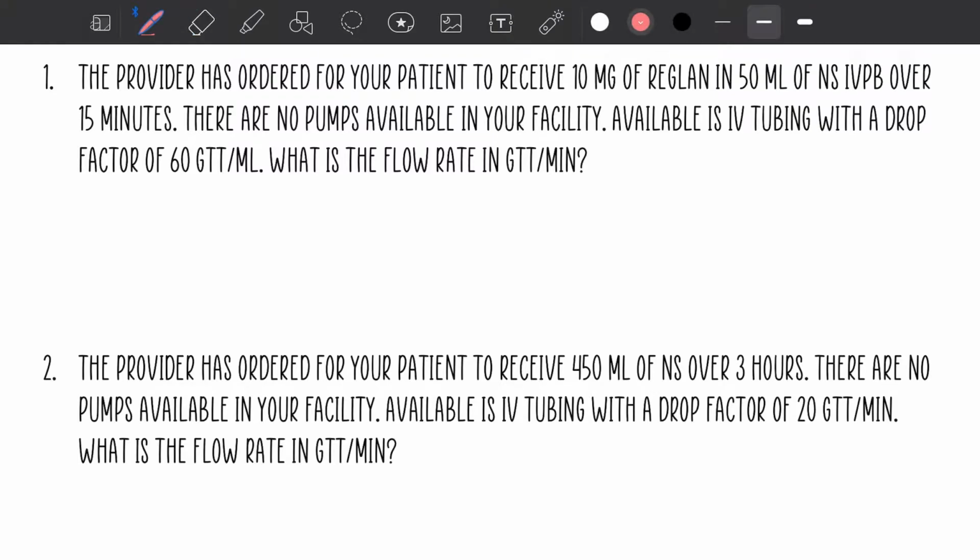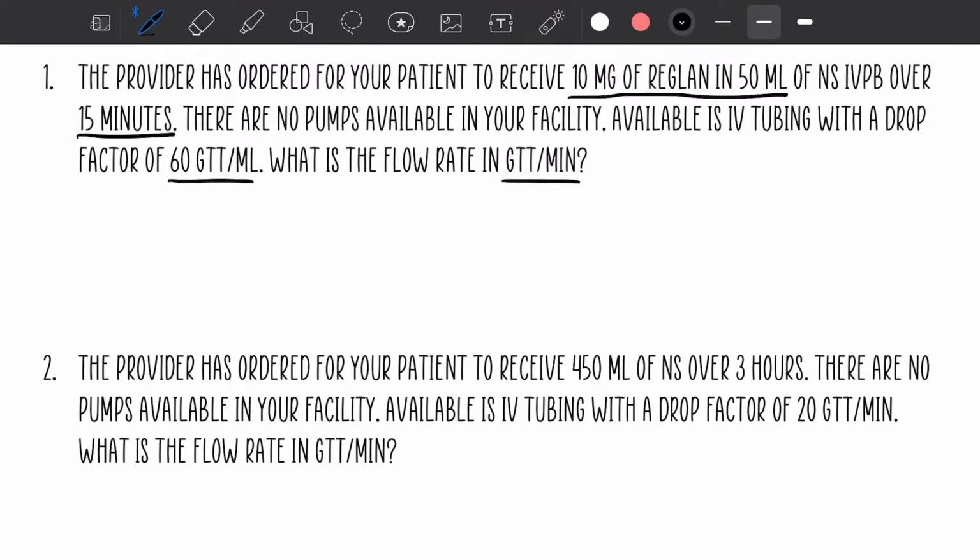There are no pumps available in our facility, but we do have IV tubing with a drop factor of 60 drops per milliliter. And we want to know what the flow rate is going to be in drops per minute. So we see here we have available 10 milligrams of Reglan and 50 milliliters that we're going to give over 15 minutes. And we have a drop factor of 60. And we want to know what the flow rate is going to be in drops per minute.